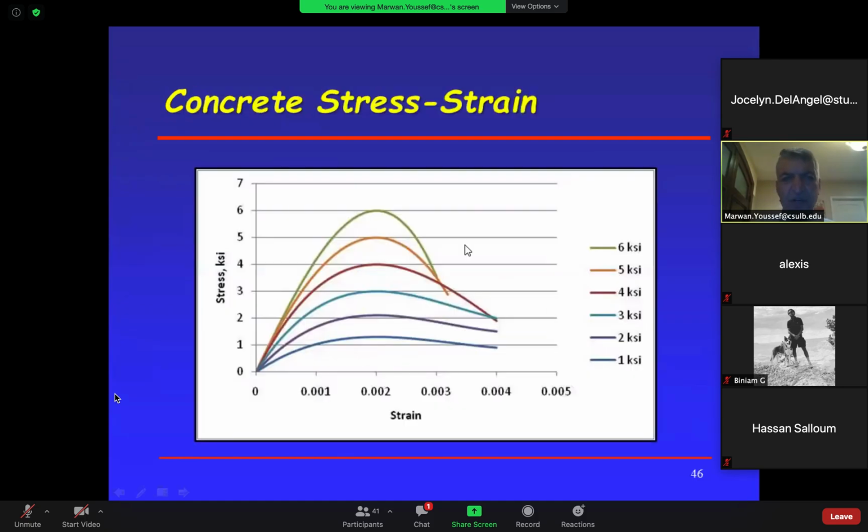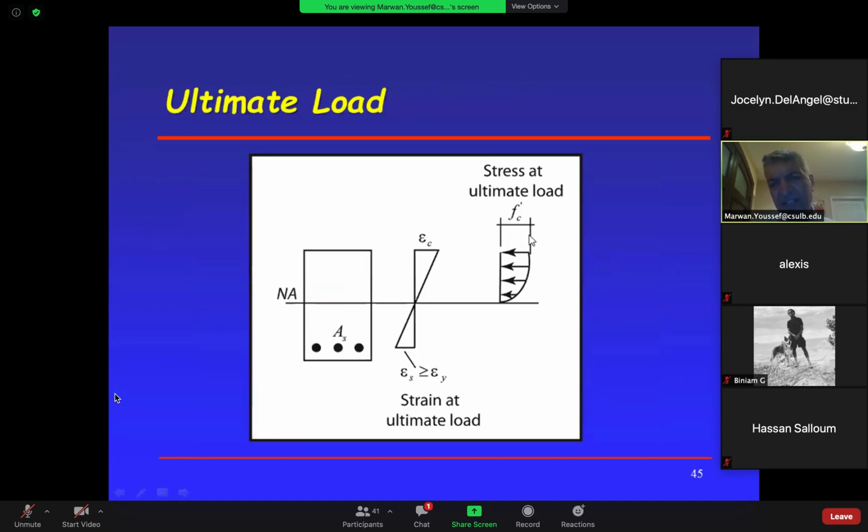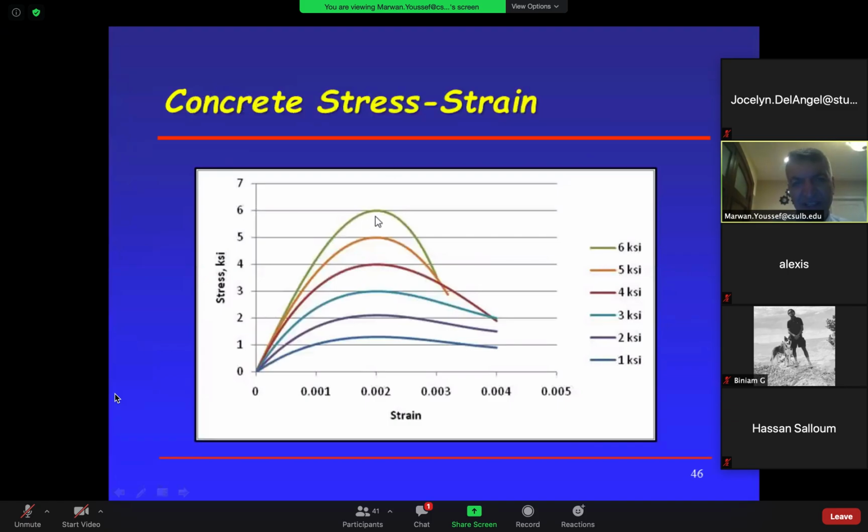Okay. Now coming to this, what is the maximum value from here to there? That's the F prime C. This is the F prime C, the compressive strength of concrete. So I come here, there's the maximum value. So look at it as if you rotated the curve. The maximum value is F prime C. See that? This is the stress at ultimate load. This value is coming from right there. All right?